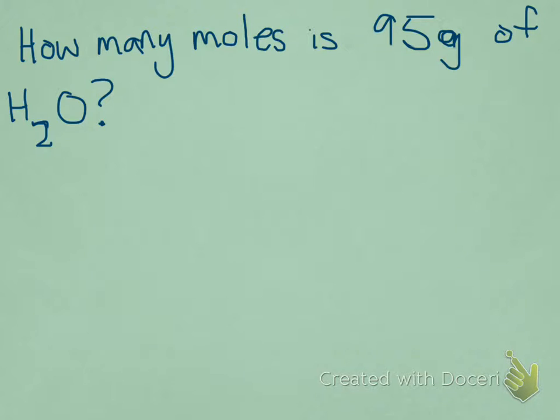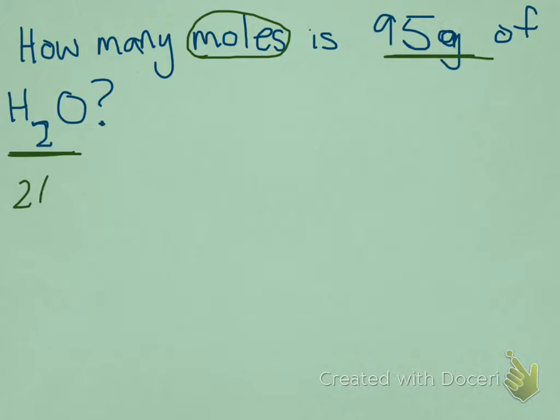So how many moles is 95 grams of H2O? We are converting into moles, that's what we want, from grams. We are given grams. So again, that connection between moles and grams is molar mass. So we need to figure out the molar mass of water.